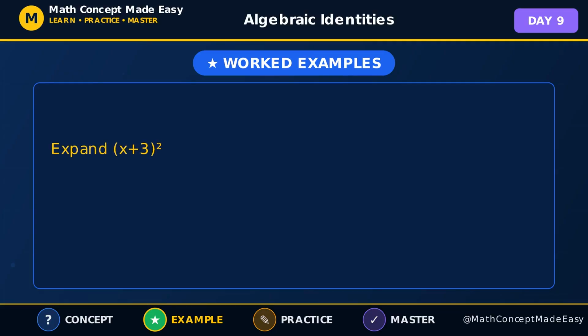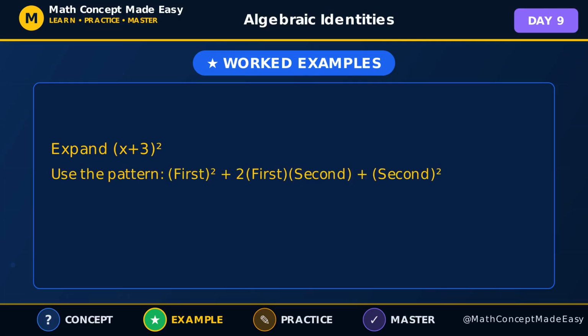Expand (x + 3) squared. Use the pattern: first squared plus 2 times first times second plus second squared. Equals x squared plus 2 times x times 3 plus 3 squared. Equals x squared plus 6x plus 9. Notice how every line follows logically from the one before it. That habit, checking each step, is what makes your answers reliable.